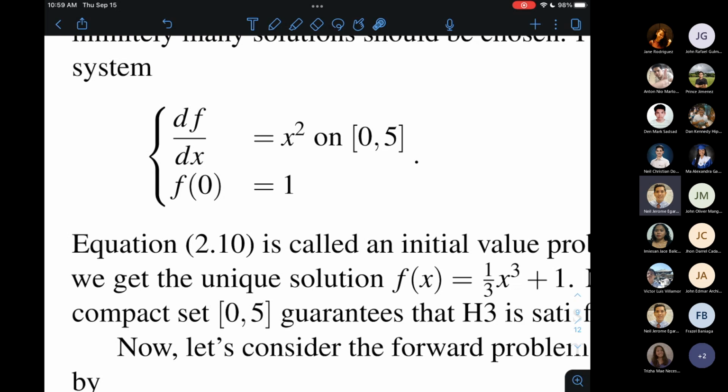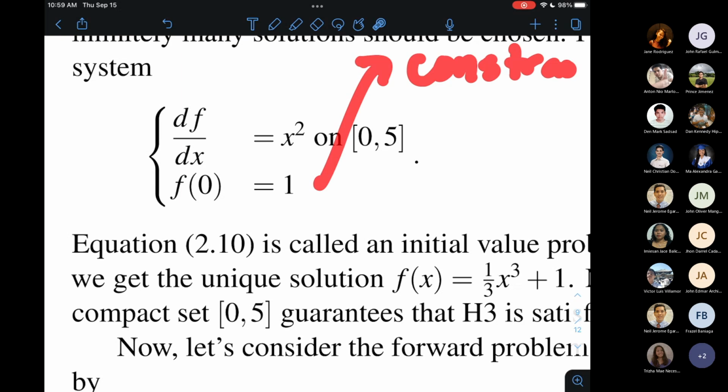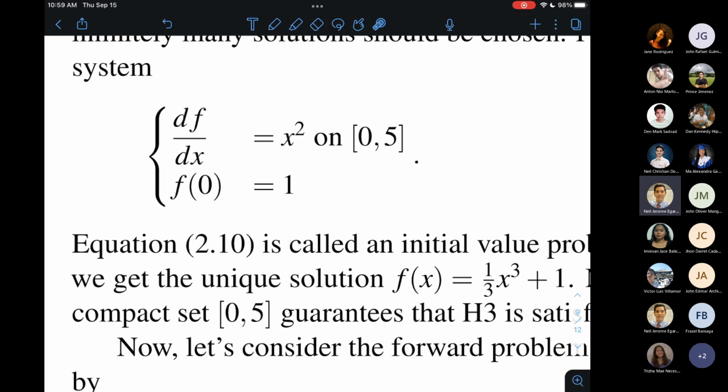Or you can just call it a constraint, an added constraint to the problem, meaning we are constraining our solutions to satisfy a preset condition that will give us a unique solution. Okay, so kung ill-posed yung problem, dahil lamang sa H2, pwede kang mag-add ng conditions. Ikaw na yung mamili ng conditions, what would be the ideal solution for you just to make the problem well-posed.